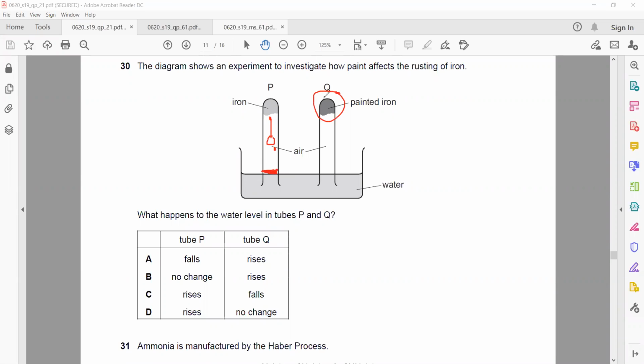But here, because painting will protect the iron from rusting, it will not rust. So the amount of air does not change. As the amount of air does not change, the level of the water inside the tube will remain unchanged. So in P it will rise, but for Q there will be no change.